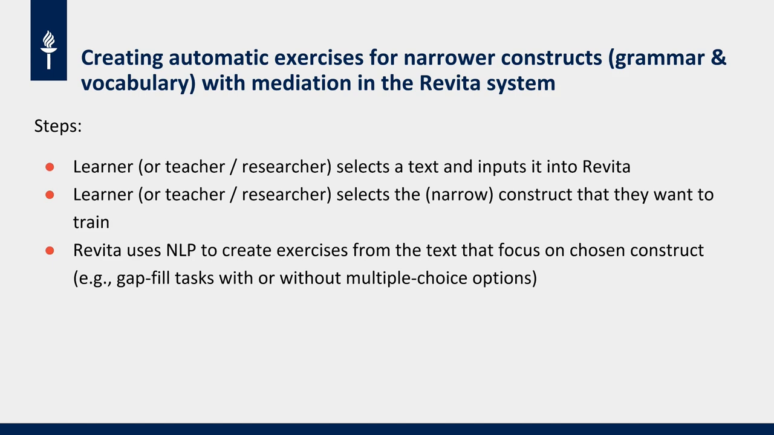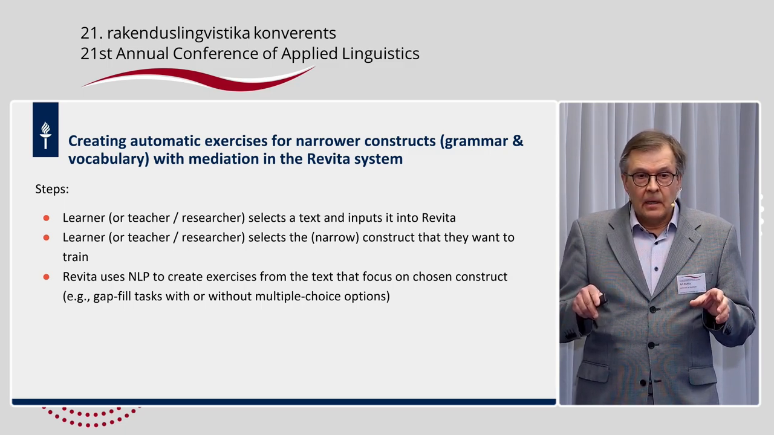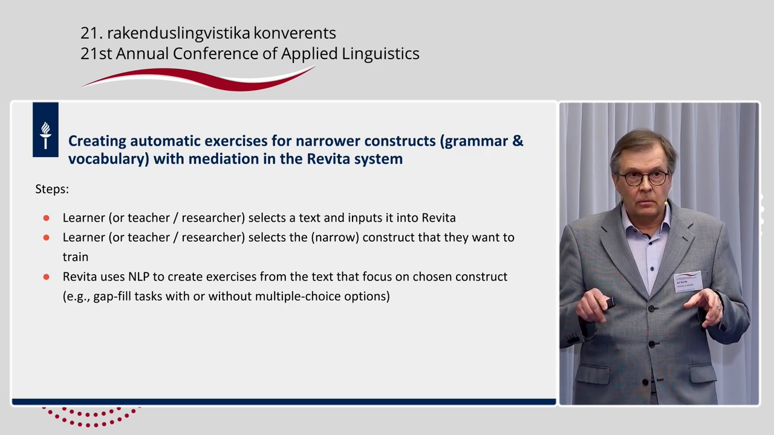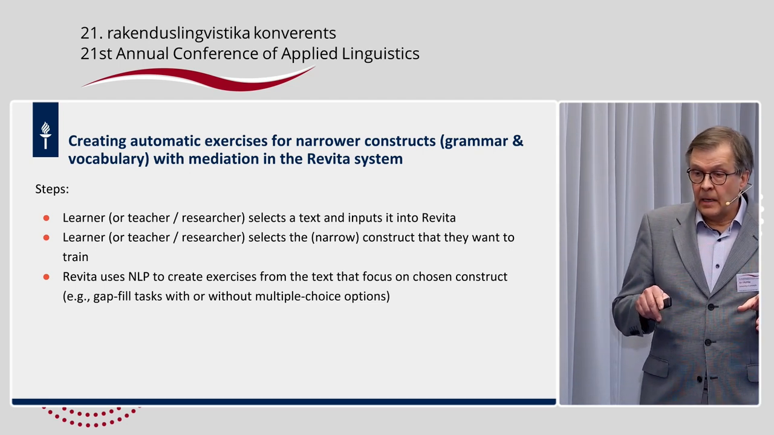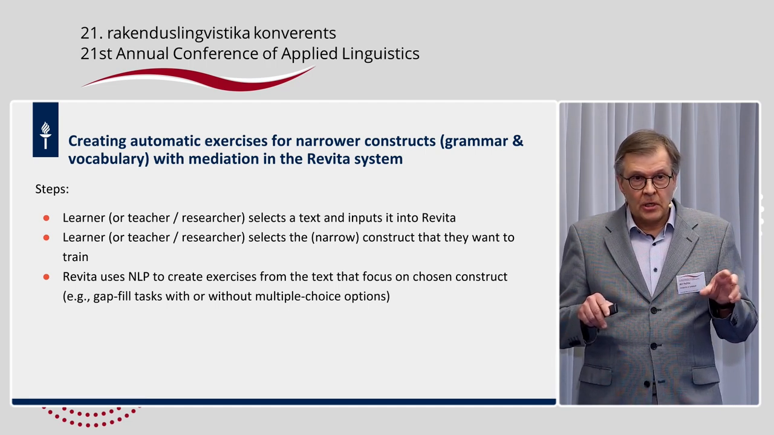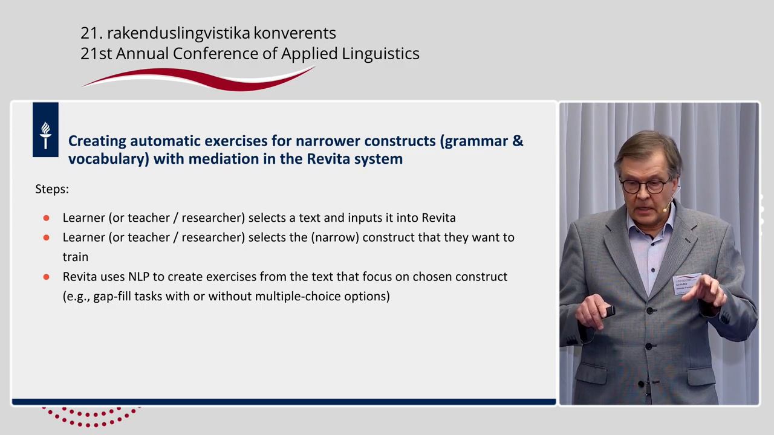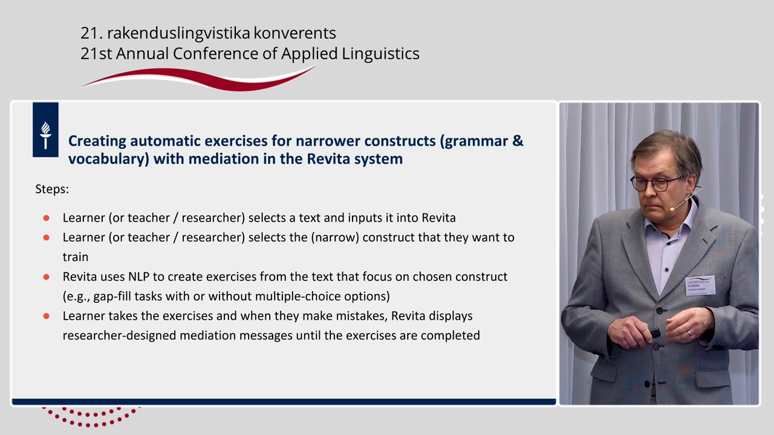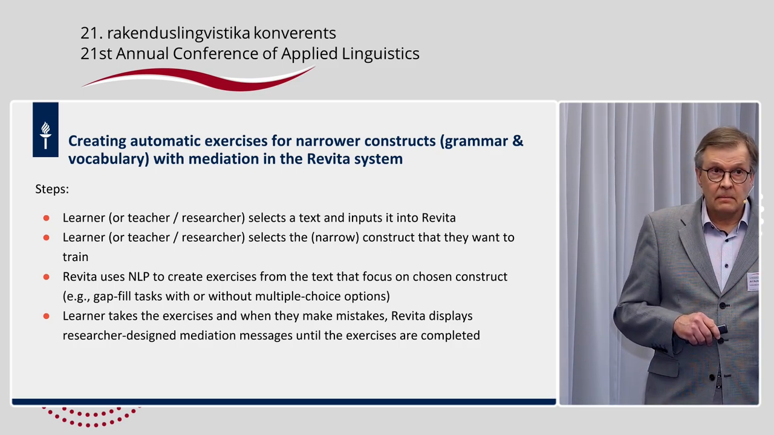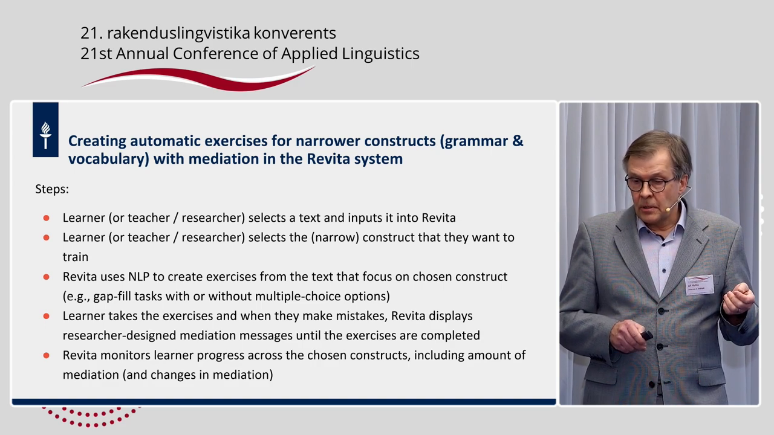Just to come to the end, in the Revita system that focuses on grammar and vocabulary, the idea is that the learner brings their own text to the system or chooses a text that has already been input there. Then the learner selects a linguistic aspect that they want to exercise, like, for example, discourse markers. And then the system automatically creates exercises like gap fills with multiple choice options, based on that chosen subskill for the text in question. The learner takes those, and when they make mistakes, they get mediation. And the system also monitors learner progress across time.